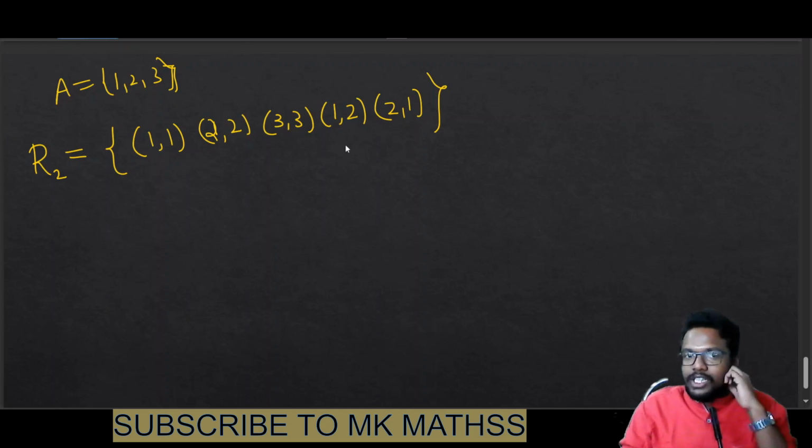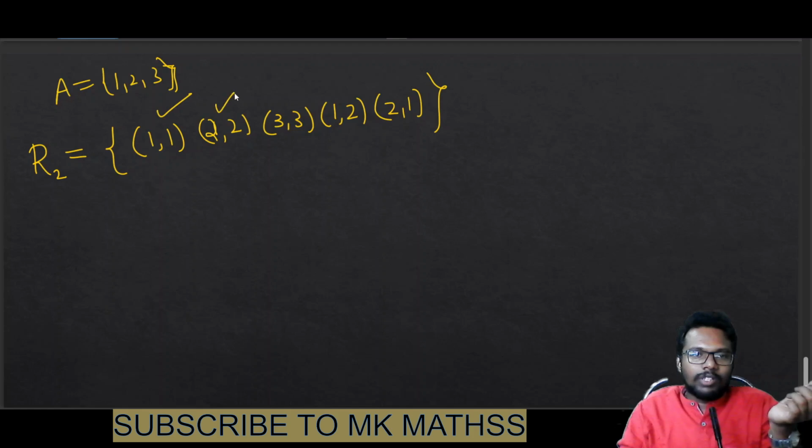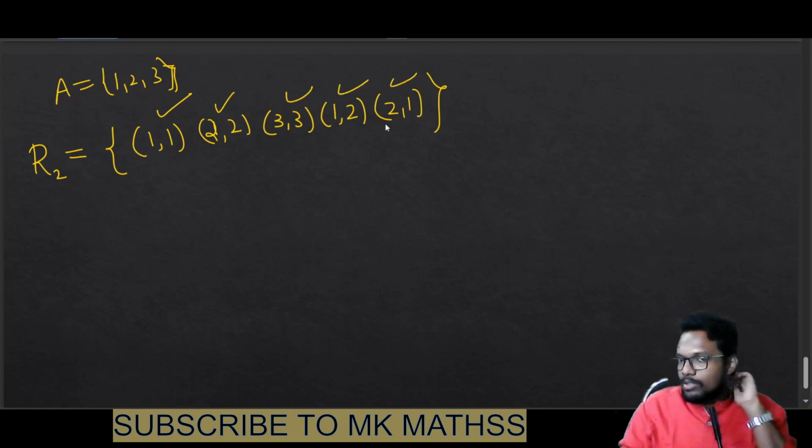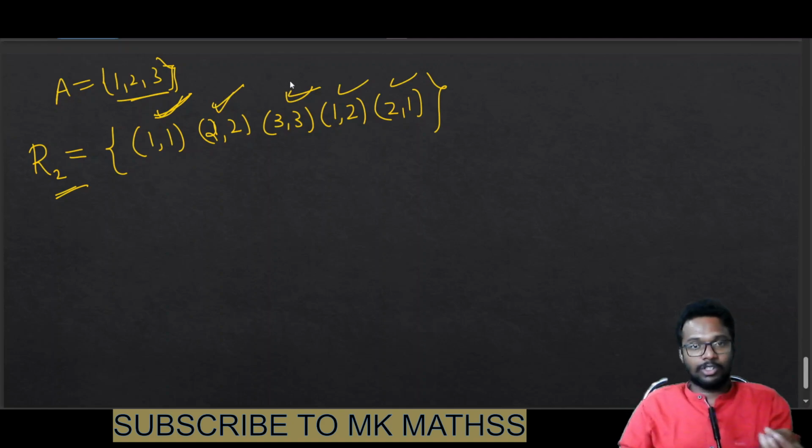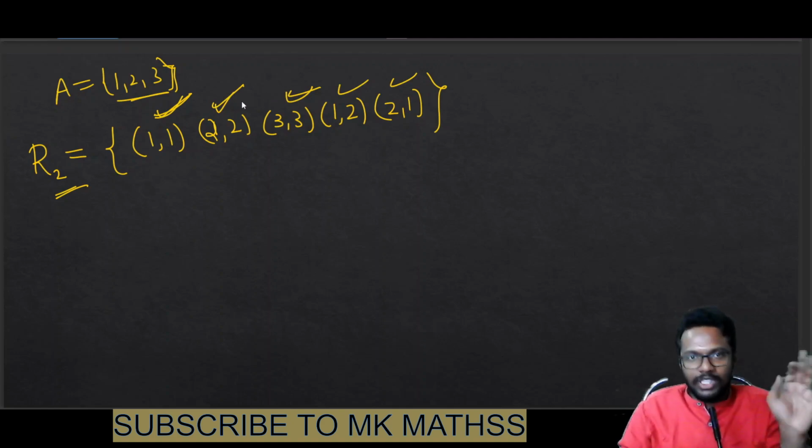So I have considered R2. This is a new relation. In this new relation we have ordered pairs 1 comma 1, 1 comma 2, 2 comma 1. If we check for a reflexive relation, I hope you all understand this R2 is a reflexive relation, because in the set A we have 3 elements 1 2 3, and in relation R2 also we have 3 ordered pairs 1 comma 1, 2 comma 2, 3 comma 3, each related to itself. So R2 is a reflexive relation.